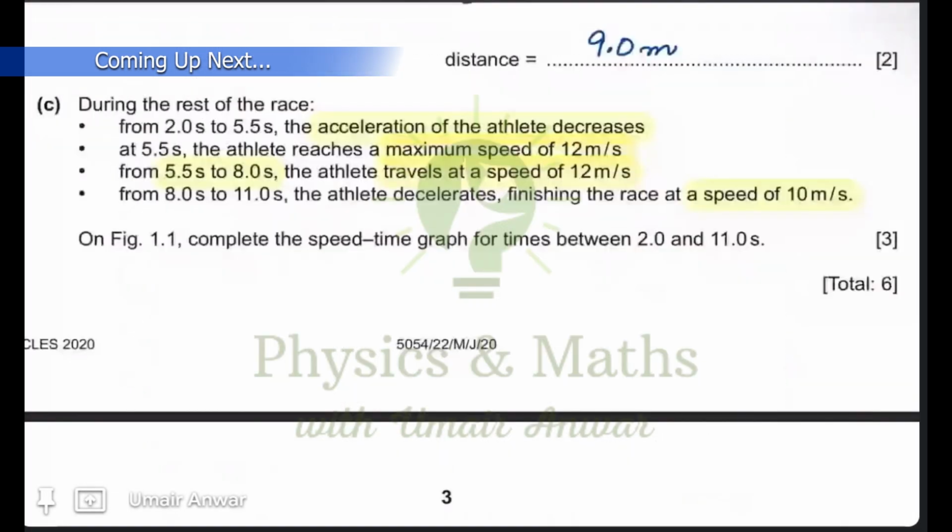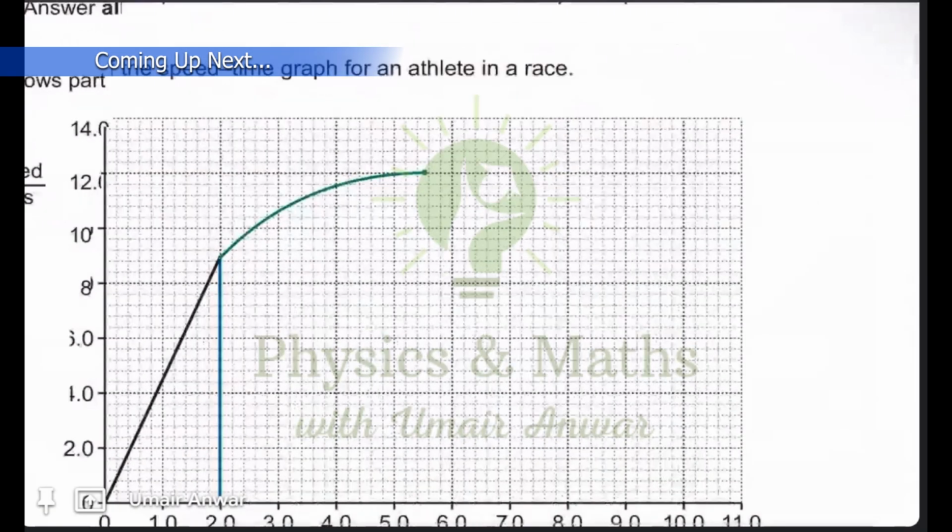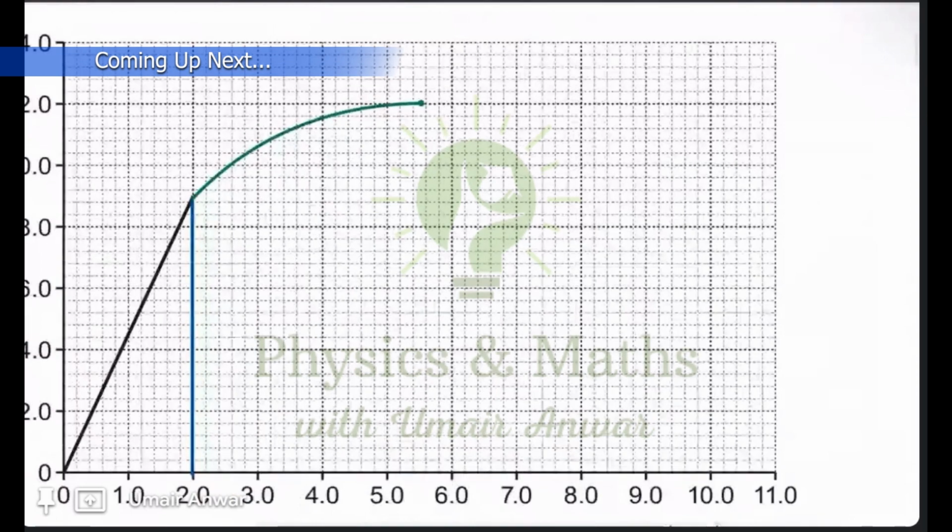Now, from 5.5 seconds to 8 seconds, the athlete is going to travel at a speed of 12 meters per second. From 5.5 to 8 seconds, the speed will not change its value from 12 meters per second. So this is the second portion.